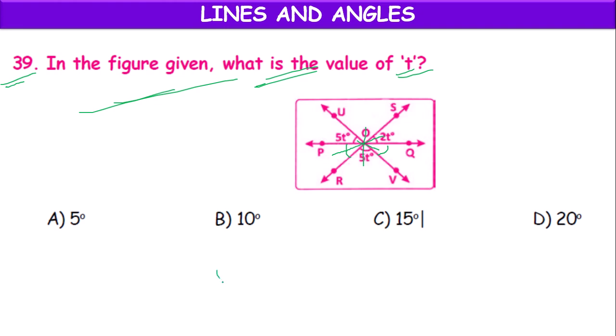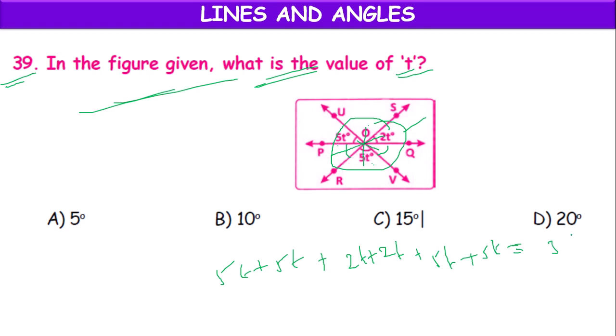So 5t plus its vertically opposite angle 5t, 2t plus its vertically opposite angle 2t, and 5t plus its vertically opposite angle 5t. These are all the angles formed around O, whose sum will make a complete angle, which is 360 degrees. So 5t plus 5t is 10t, 2t plus 2t is 4t, 10t plus 4t is 14t, plus 10t is 24t equal to 360 degrees.